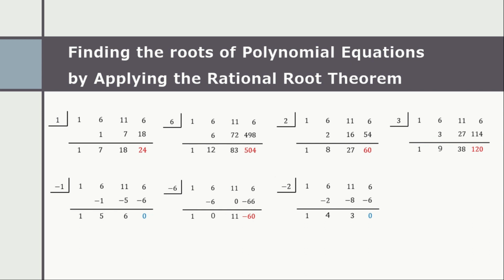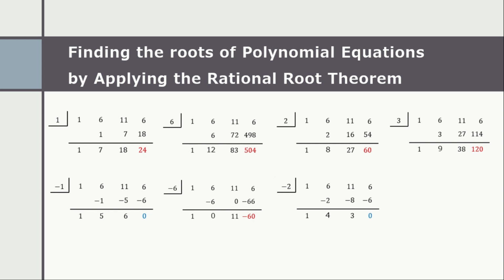Following the steps in the synthetic division, again, we write the coefficients of the given polynomial. We write 1, 6, 11, and 6. Then bringing down the leading coefficient, which is 1. Then 1 multiplied to the divisor 3 will give us 3. Then 6 plus 3 will give us 9. Then 9 times 3 will give us 27. Then 11 plus 27 will give us 38. Then 38 multiplied to 3 will give us 114. Then 6 plus 114 will give us 120. The remainder is equal to 120. Therefore, 3 is not a root of the given polynomial equation.